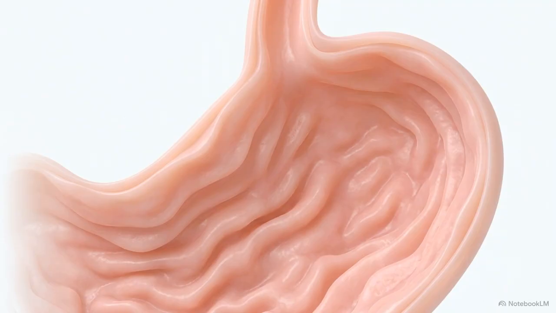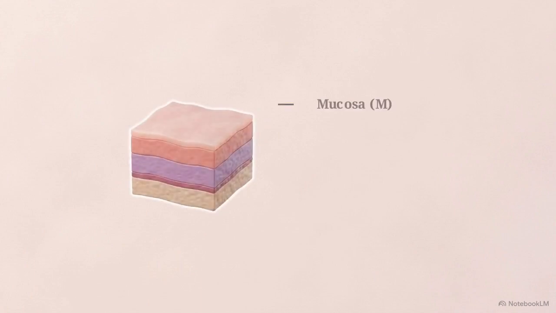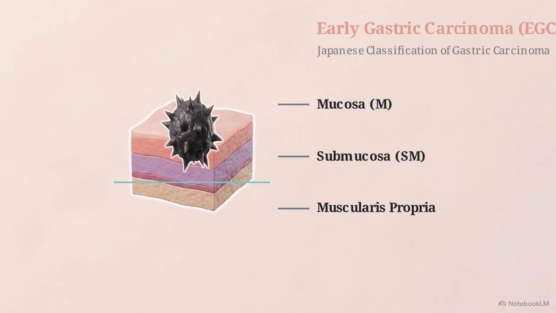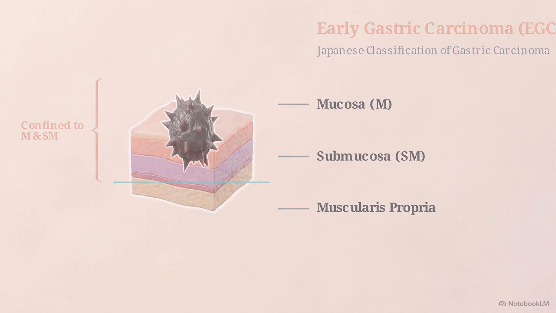Moving down into the main body of the stomach, the diagnostic focus shifts from surface topography to internal tissue depth. This cross-section shows the structural layers of the gastric wall: the inner mucosa, the submucosa directly beneath it, and the deep muscularis propria. Watch how this malignant mass penetrates the mucosa but halts its downward trajectory exactly before breaching the muscularis propria. This specific depth profile defines early gastric carcinoma, or EGC, under the Japanese classification system. The disease must be confined entirely to the mucosa or submucosal layers.